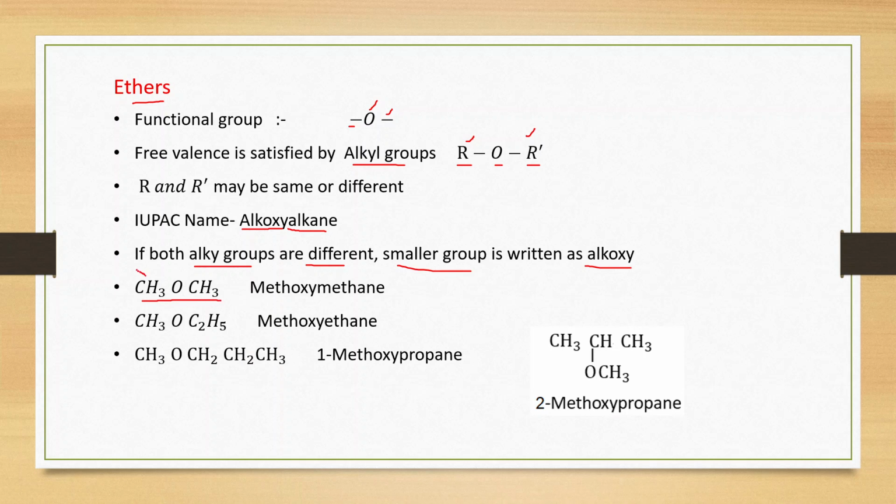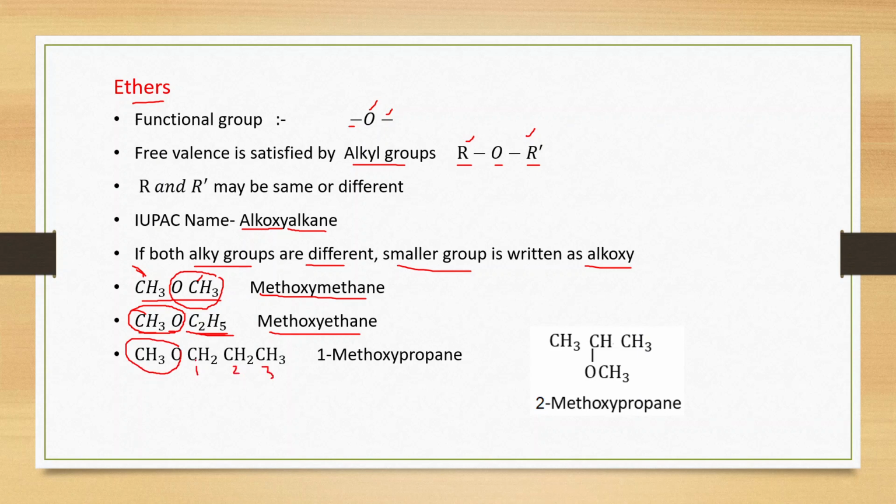CH3OCH3. In this case, both these alkyl groups are same. So any one you can write as methoxy, and this one is methane. Methoxy methane. Now in this case, this is CH3OC2H5. Now this is smaller group and this is larger group. So this part is written as methoxy and this is ethane. Methoxy ethane. Clear?